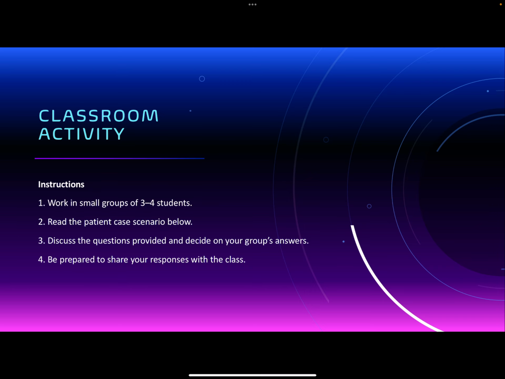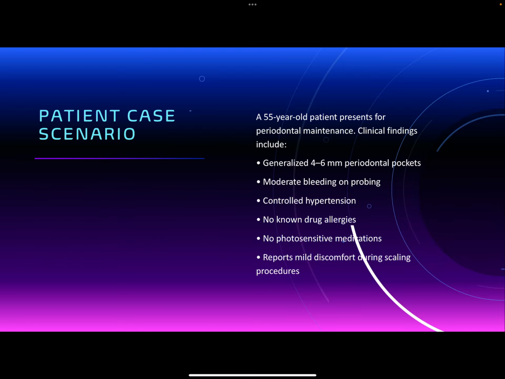This first one, you're going to work in small groups of 3 to 4 students. You're going to read the patient case scenario below. You're going to discuss these questions provided and decide on your group's answers. Be prepared to share your responses with the class. So I'll give you a few minutes to kind of come up with the answers. Here is the case scenario.